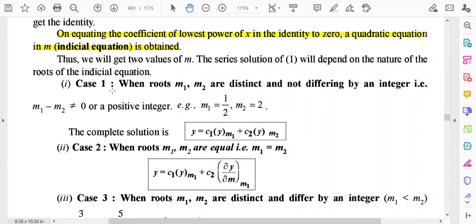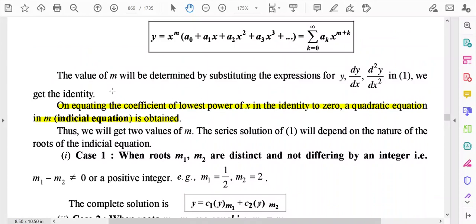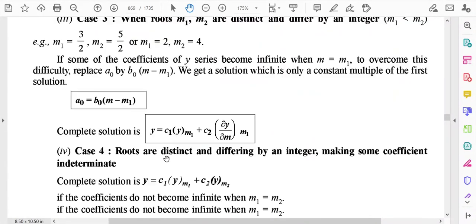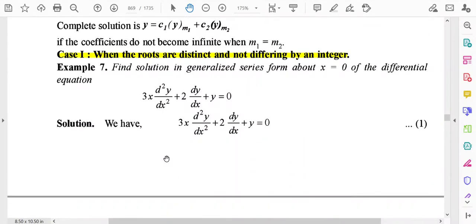And now I am going to describe some examples. So from these examples, it will be clear how to solve the differential equation in the series solution method or the Frobenius method. So let us take some examples. I have already told that in this case, we are going to discuss the first case, that is when the roots are distinct and not differing by an integer.